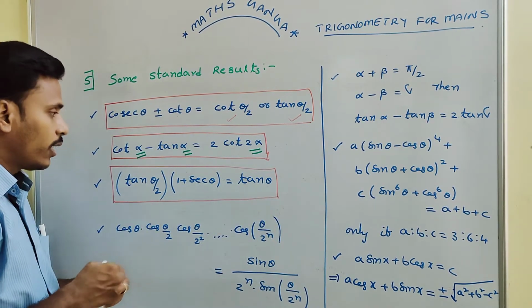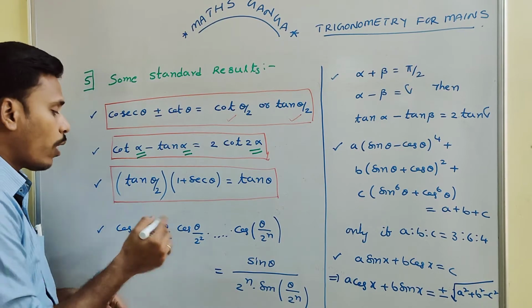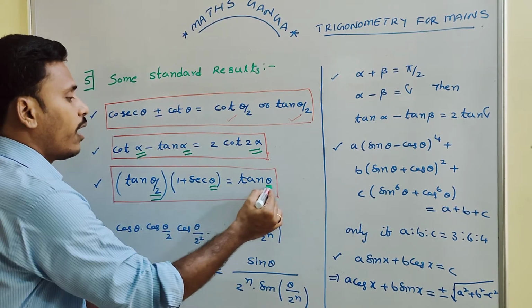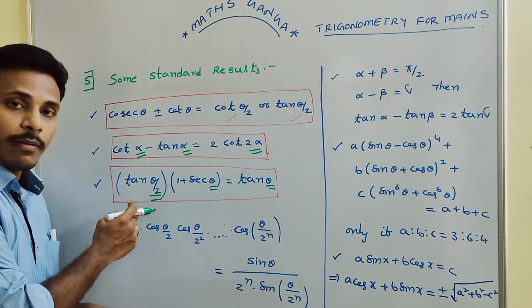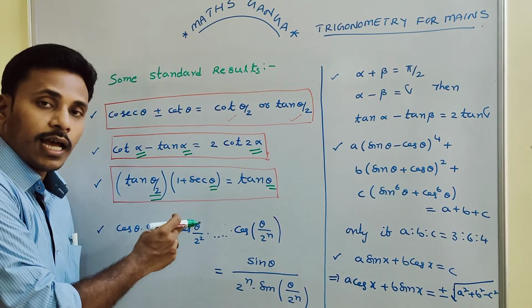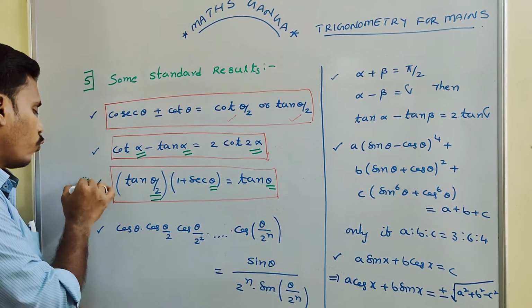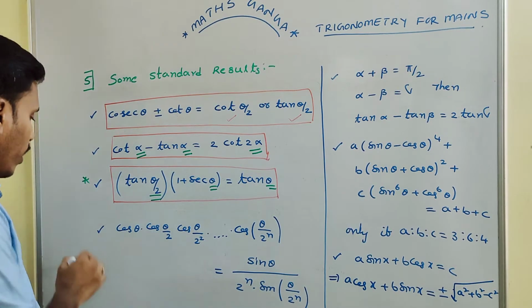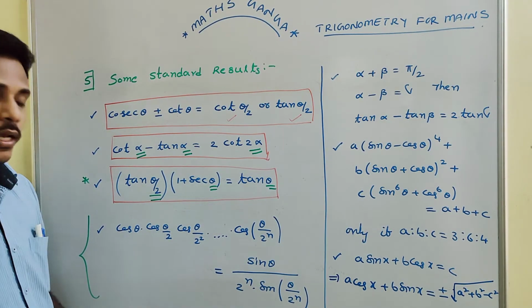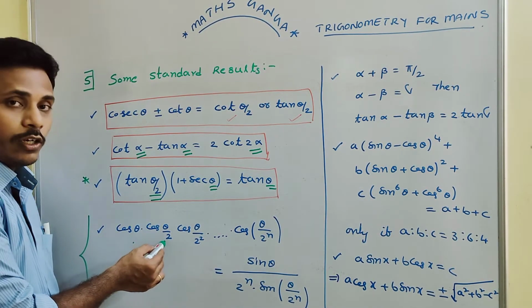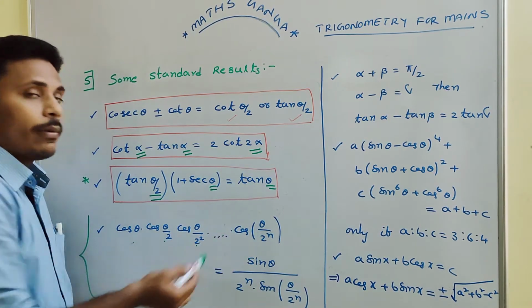Here the angle is what? Theta by 2. And here, in 1 plus secant theta, I have theta. Tan theta by 2 into 1 plus secant theta is equal to tan theta. Very useful one. And the next one, very frequently used: cos theta, cos theta by 2, theta by 2 square, theta by 2 power n.